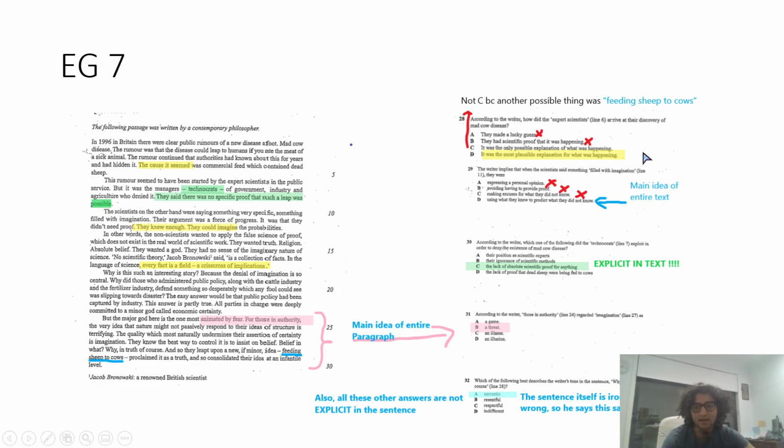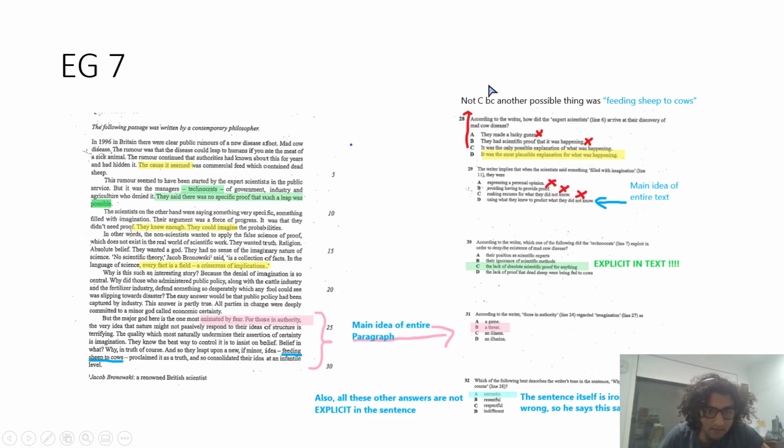A. Did they make a lucky guess? Well, nowhere in the text does it explicitly say they made a lucky guess. Not explicit, not the answer. B. They had scientific proof that it was happening. Well, actually, there was no scientific proof, right? The whole thing was saying that they didn't need proof. That means they definitely don't have scientific proof, right? C. It was the only possible explanation of what was happening.